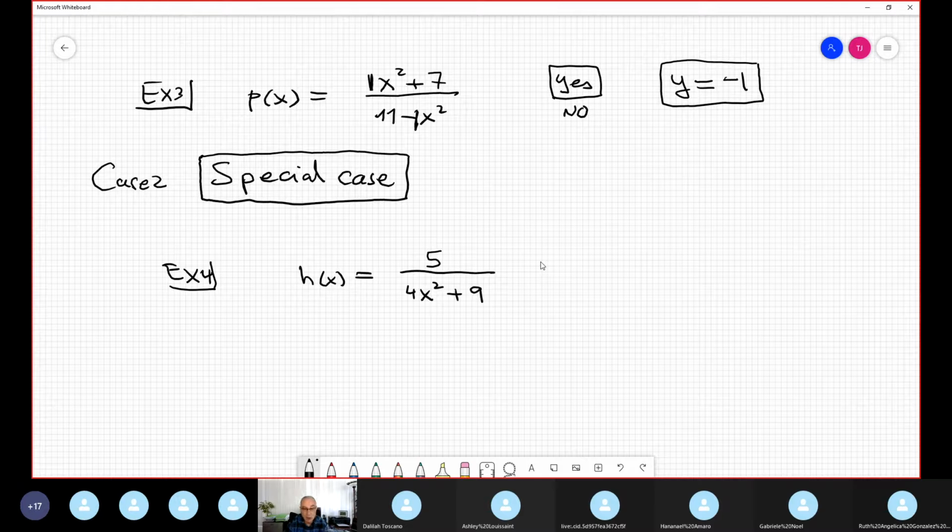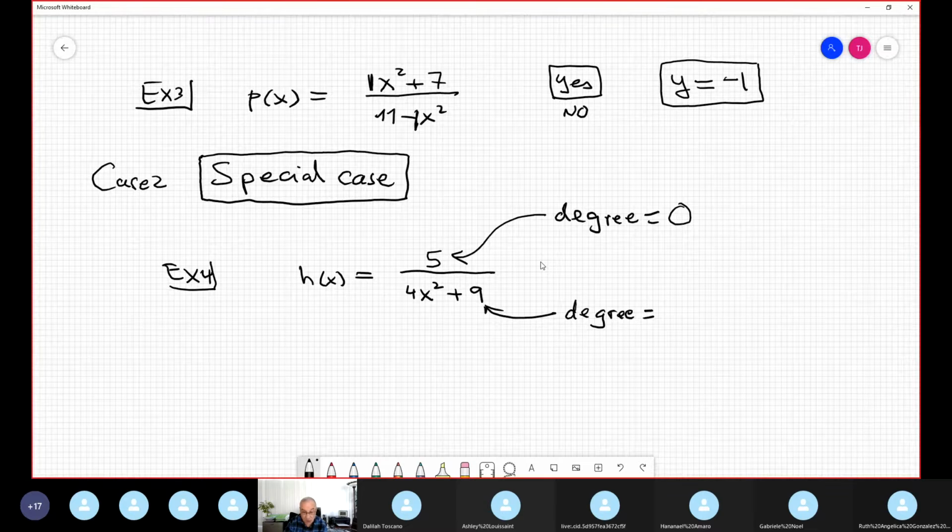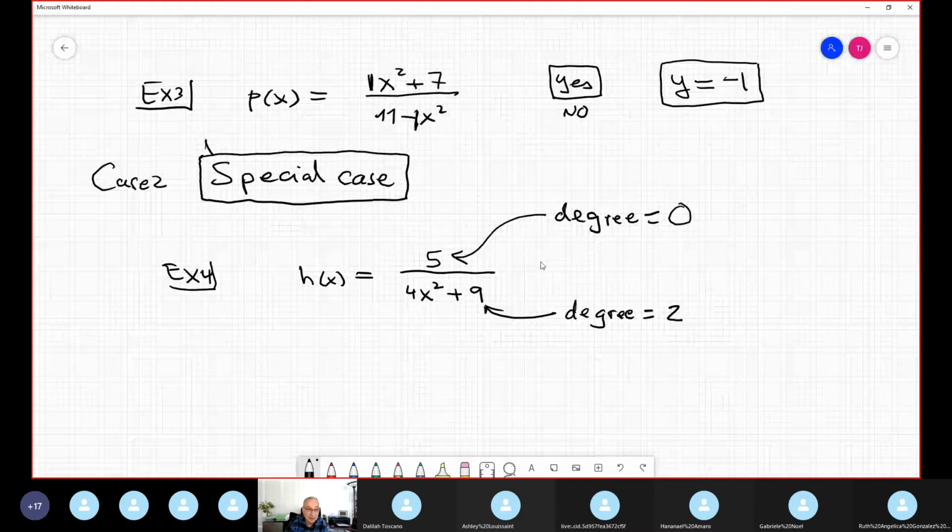Now, always to determine the horizontal asymptote, you are doing the analysis of the degree. Always the same. What is the degree of the polynomial in the top in that case? Well, we have no x, so the degree is 0. And the degree of the polynomial in the bottom is 2. In this case, I can see that the degree of the polynomial in the bottom is bigger than the degree of the polynomial in the top. Therefore, we are inside the special case.